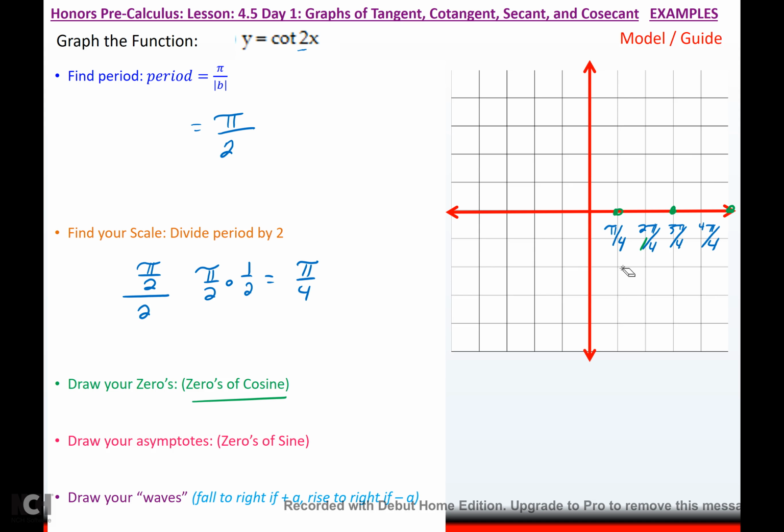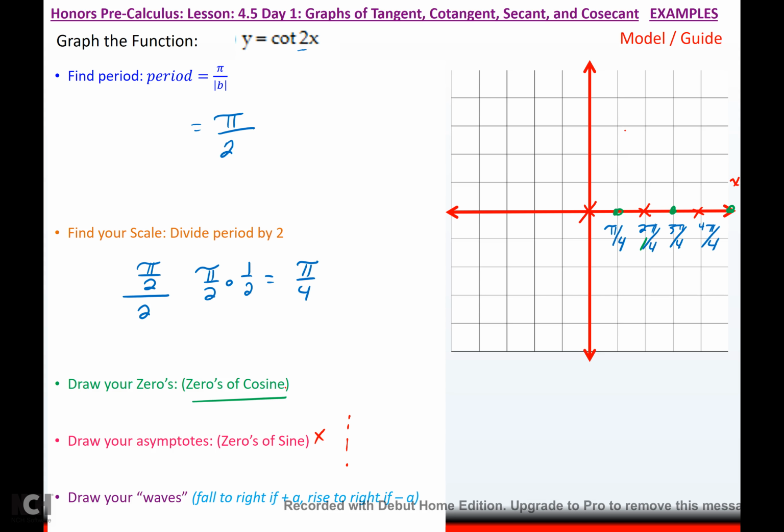Okay? Then I'm going to draw my asymptotes. My asymptotes are at the zeros of sine. Zeros of sine would be right here because you would go 0, amplitude, 0, amplitude, 0, amplitude. Okay, I'm not interested in the amplitudes, I'm interested in the zeros. So everywhere I've got an x, I'm going to draw an asymptote, and everywhere I have a green dot, those are going to be zeros.